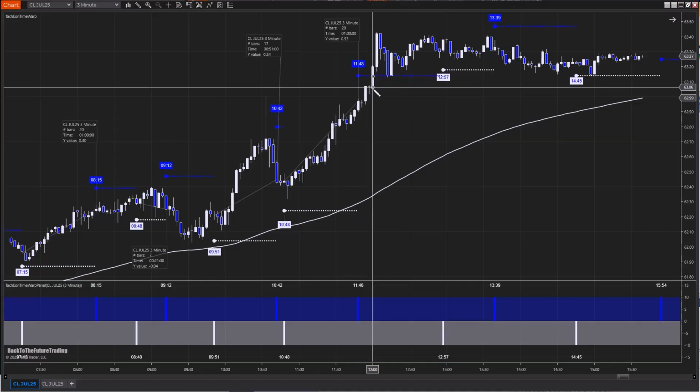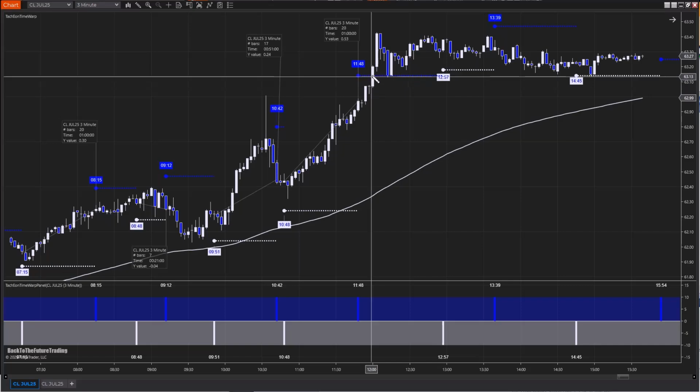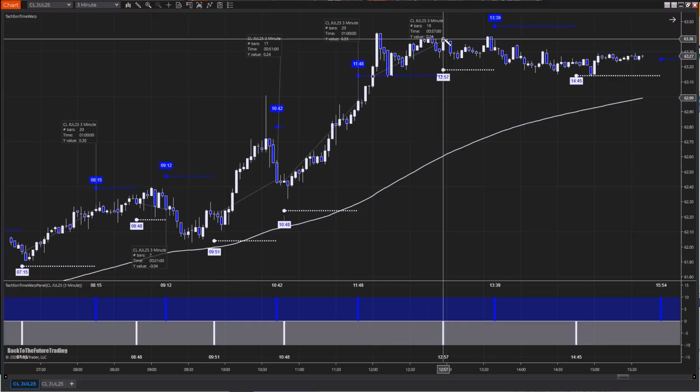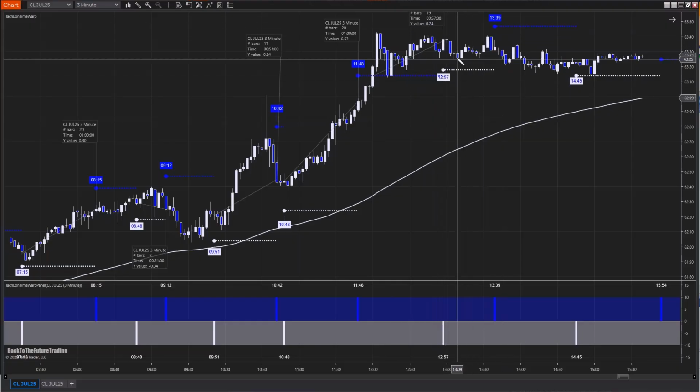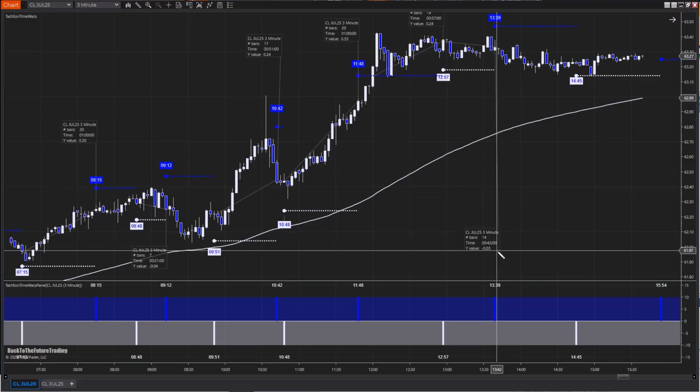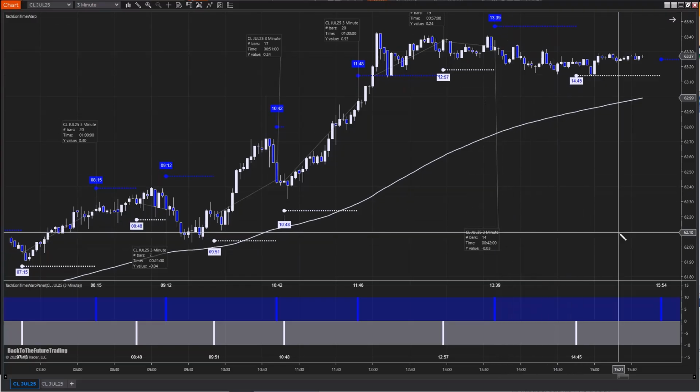11:48, long, where's my stop? Under this candle. Under the ice pick that breaks through the line. How long do I hold it? Till 12:57, plus 24. Long from 12:57 until 1:39. Womp womp, minus 3. No puncture.